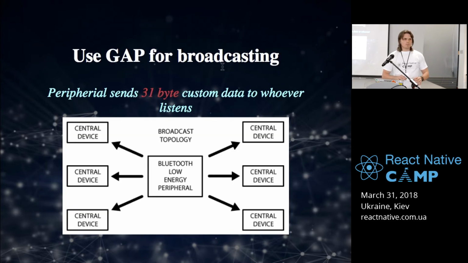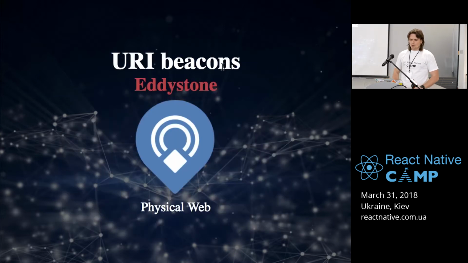So beacons don't use GATT. They use only GAP for broadcasting. So what a beacon basically does is it just broadcasts, hey, I'm here. So GAP broadcasting packet data, right? It's 31 bytes of custom data. Depending on the format, data can vary. It can be several things. For Eddystone, it's one format. For iBeacon, it's another format. So we'll talk about Eddystone.